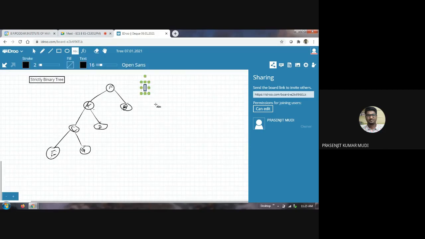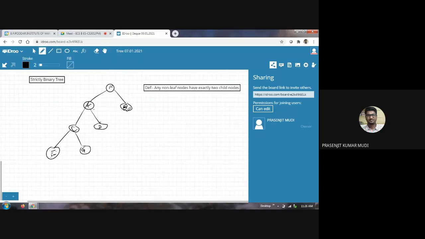What is the definition? Any non-leaf nodes have exactly two children, two child nodes. The non-leaf nodes include the root node. So it has two children. This is another non-leaf node having two children, another non-leaf node having two children, and this is a leaf. So this is an example of a strictly binary tree.